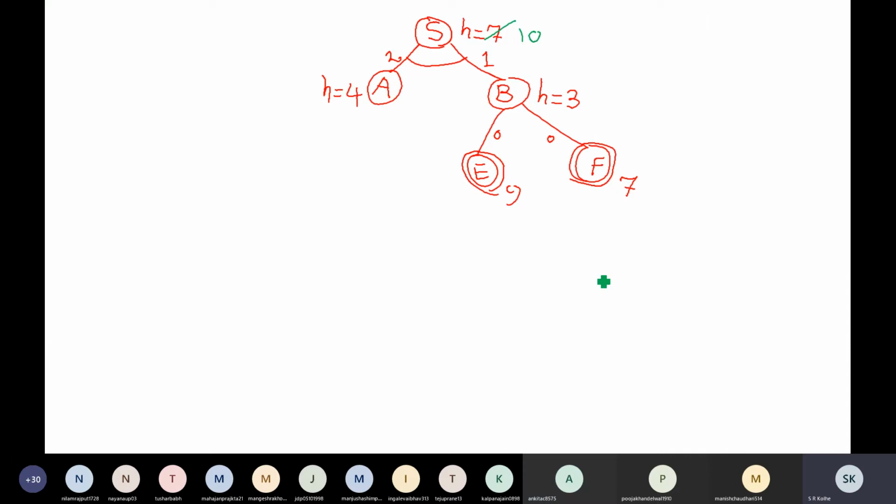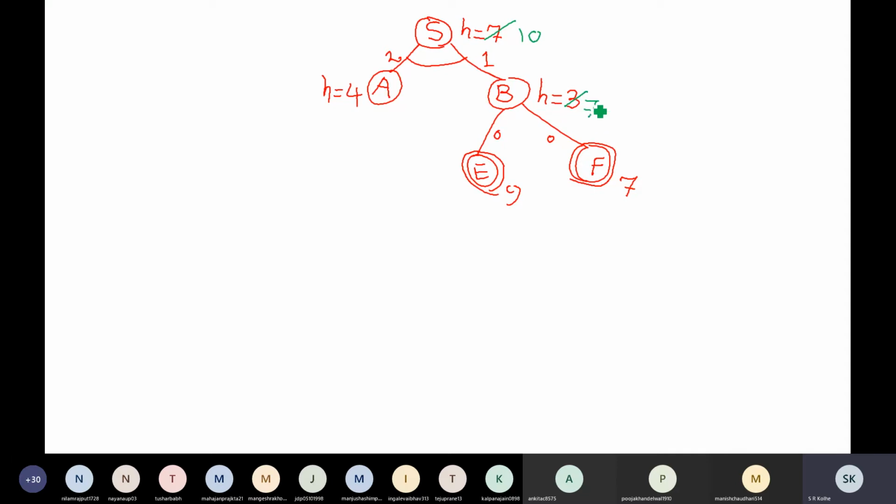Select F. Why F? Best minimum cost. It has generated E and F, both are terminal goal nodes. Since this is OR, one of them you are going to select. Which one is better? F is better because cost is 7. So the cost associated with B was 3, now it is 7.